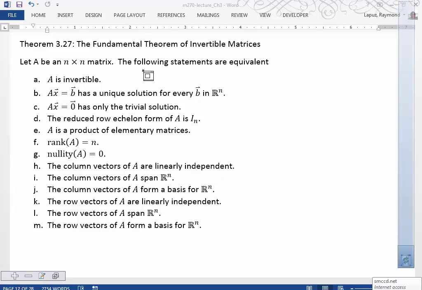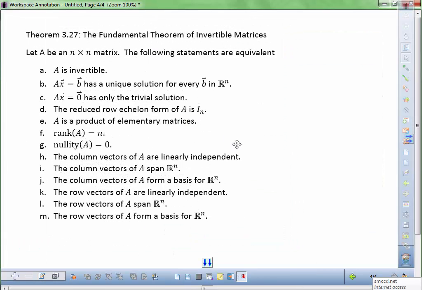So, the fundamental theorem of invertible matrices started off, apparently we had something like this earlier on, but we only had A through E because we didn't know anything else. We didn't know about the rank, the nullity, and all that stuff. So what this is saying, let's just go through the list here. If A is invertible, then your inverse exists, right?